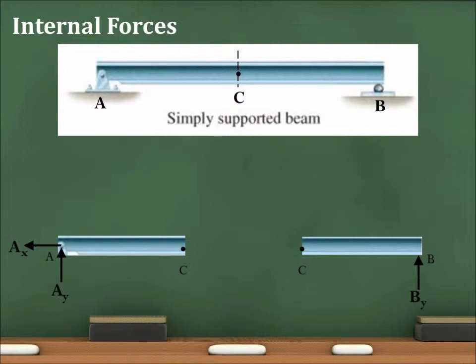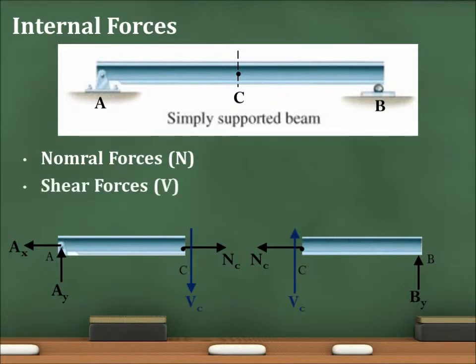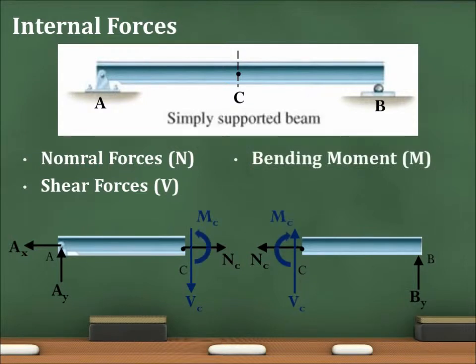The design of any structural member requires finding the force acting within the member to make sure the material can resist the external loads. If you make a cut at any point on the beam, the internal forces are normal force acting perpendicular to the section, shear force acting along the surface, and the bending moment.